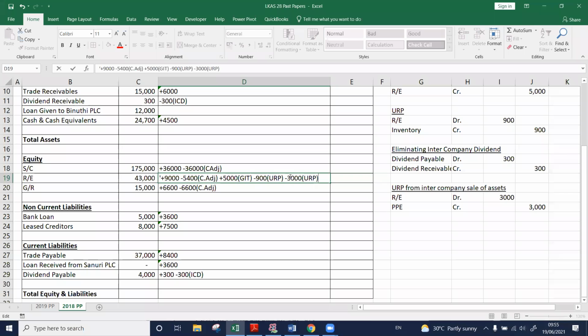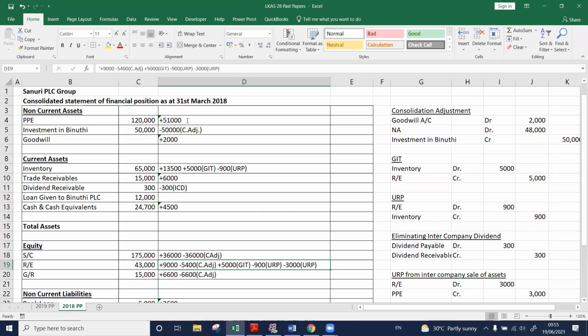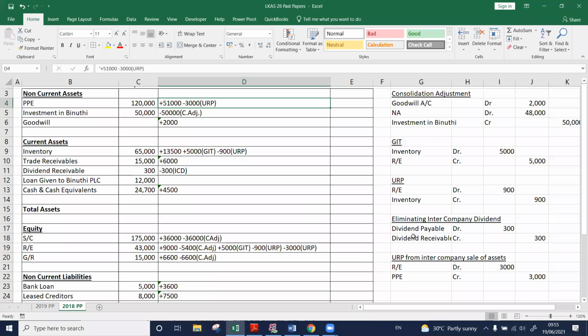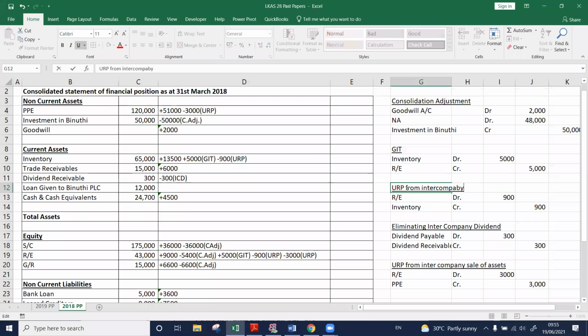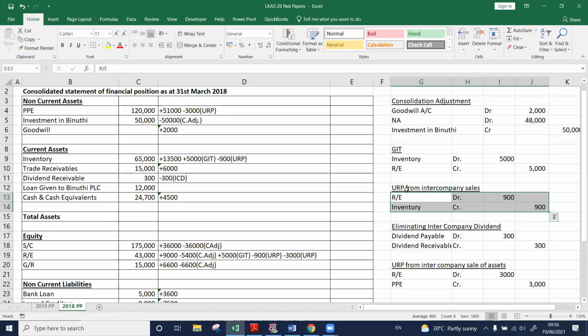Unrealized profit 3,000 debited. Where to credit? PPE needs to be credited by 3,000. Unrealized profit from intercompany sales. Unlike with inventories, where we stopped there, we found the unrealized profit and passed the double entry, right? But here we cannot stop here.